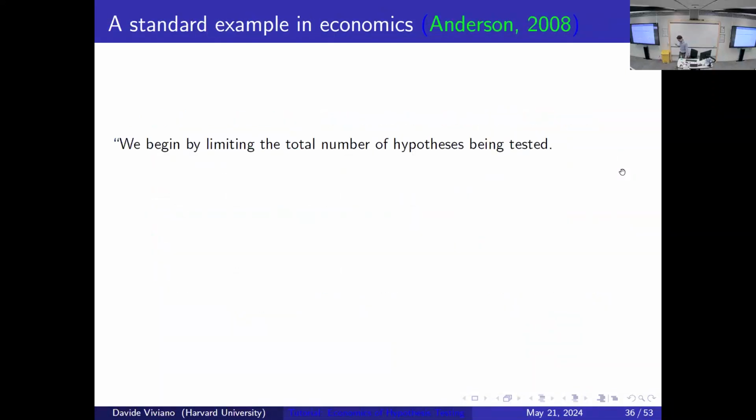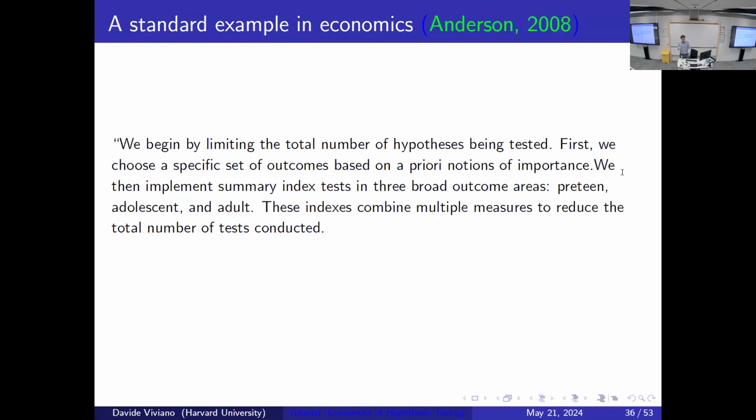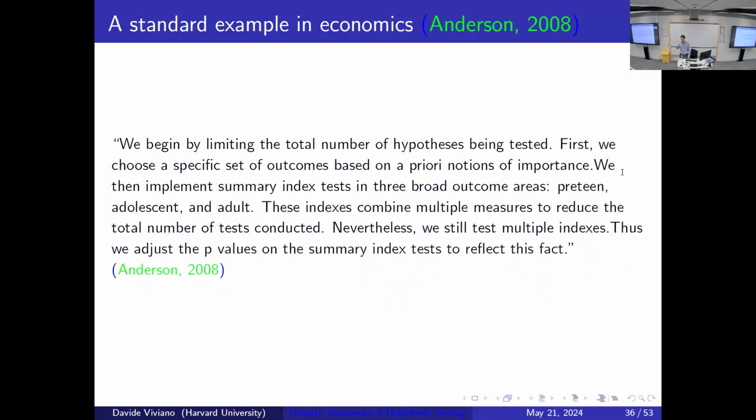So what's the typical approach? Here I'm quoting this paper by Anderson 2008 because it's taken as almost like a standard reference for correcting for multiple hypothesis testing. And this is what they do. They say we begin by limiting the total number of hypotheses being tested. And to choose, we are going to first define a set of outcomes. Then we are going to construct indexing between families of these outcomes. So we're going to group these outcomes into families, and then we're going to construct indexes. Now, because we still have multiple indexes, we're going to adjust inference across these indexes.